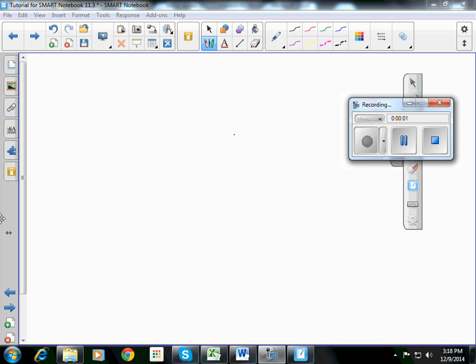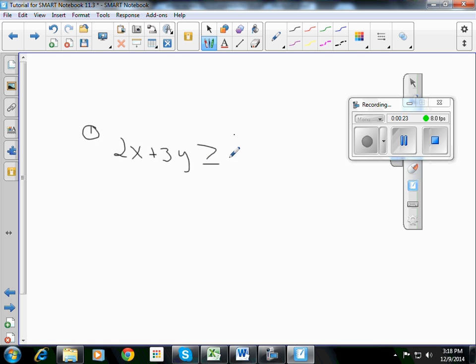Okay, here's a short review of the tests on linear inequalities. Question number one. We're going to change the following from standard form to y-intercept form. So what if you have 2x plus 3y is greater than or equal to 9? Now we want to change it to y-intercept.